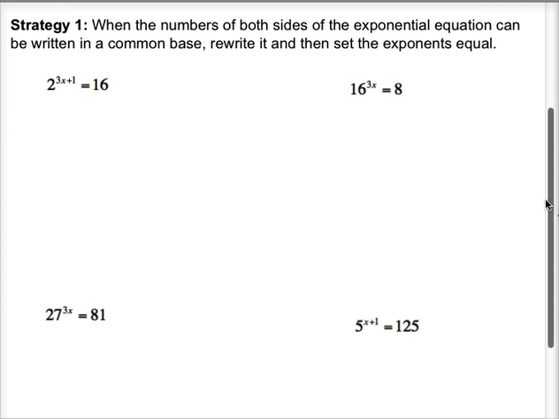Now, there's two strategies we're going to talk about today in terms of solving these exponential equations. Strategy 1. When the numbers on both sides of the exponential equation can be written in a common base, rewrite it and then set the exponents equal to each other. Now what I mean by that is look at our first example. 2 to the 3x plus 1 equals 16.